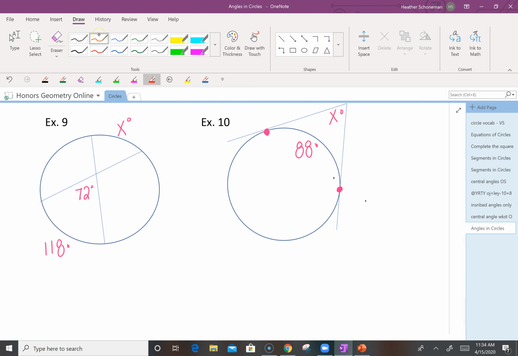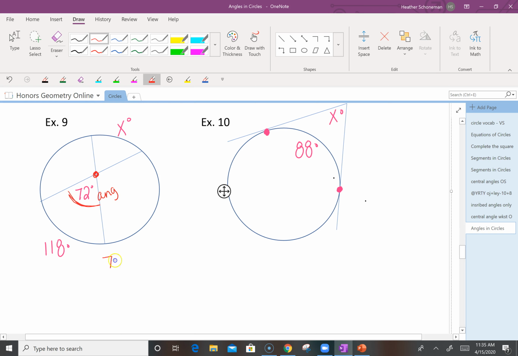Okay, let's take a look at number 9. Now, things are going to change up a little bit because now the x won't always be the angle. Sometimes the x can be one of the arcs. So if I'm looking at number 9, here's the vertex. Here's the angle because the angle is always closest to the vertex. So when I write my equation, it's always the angle equals.